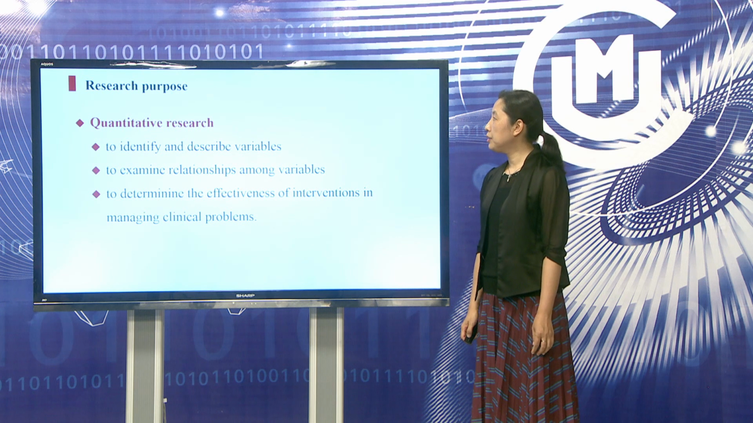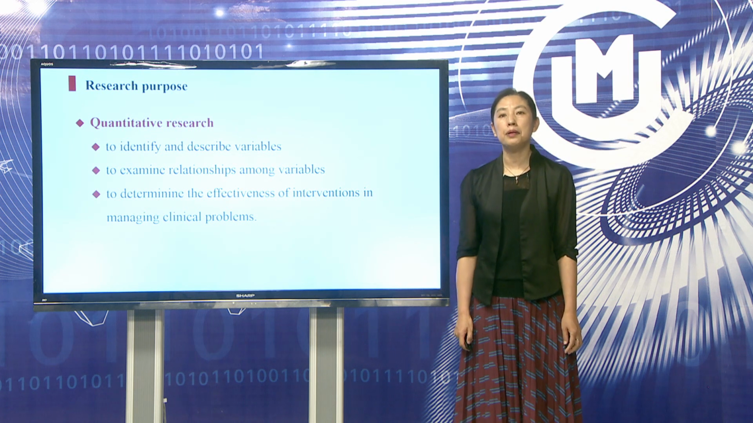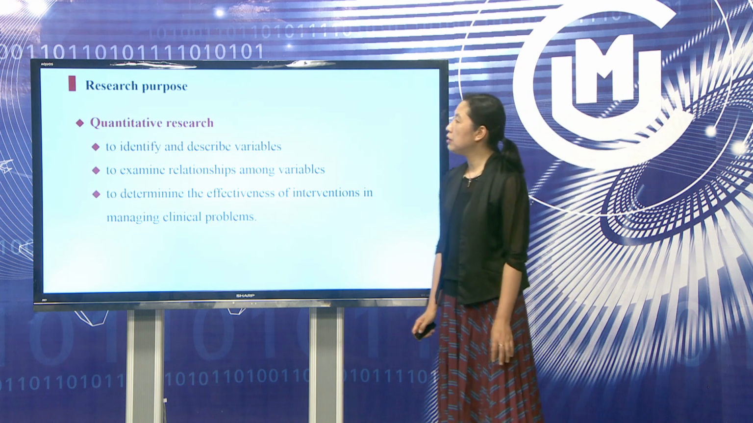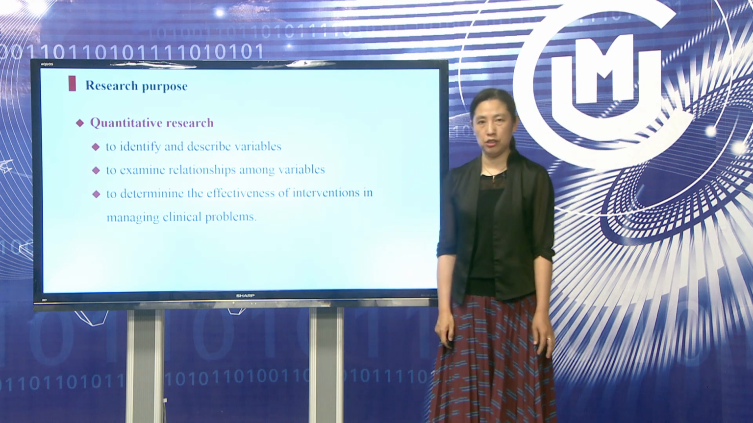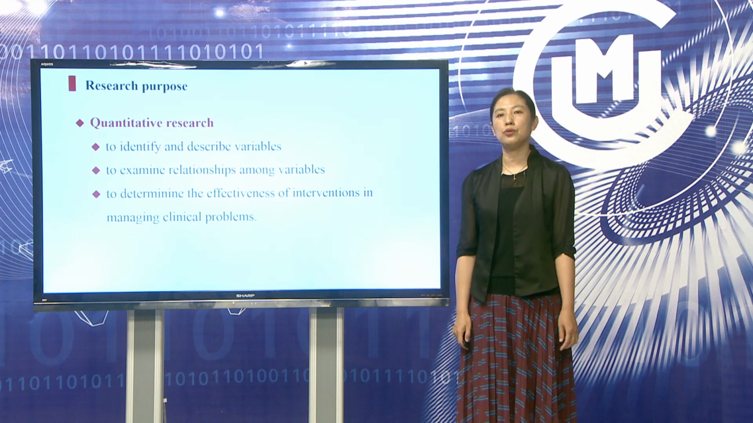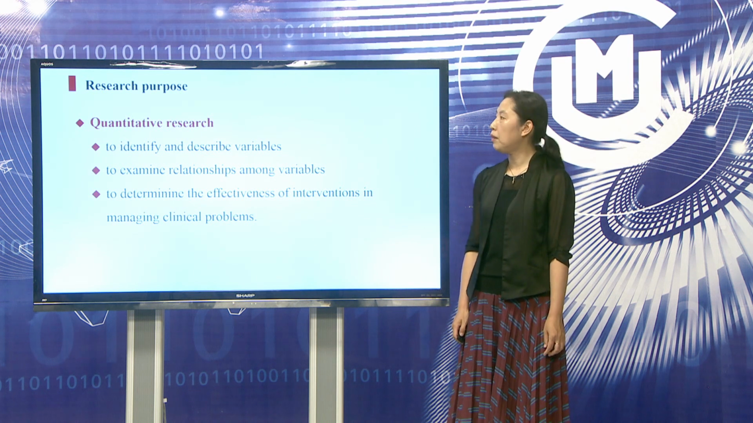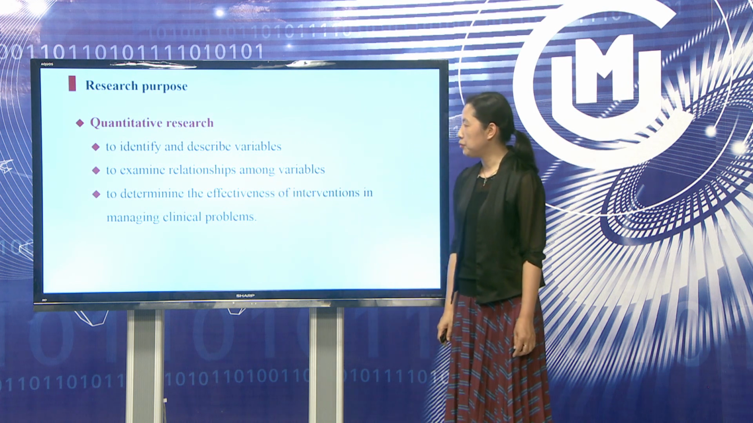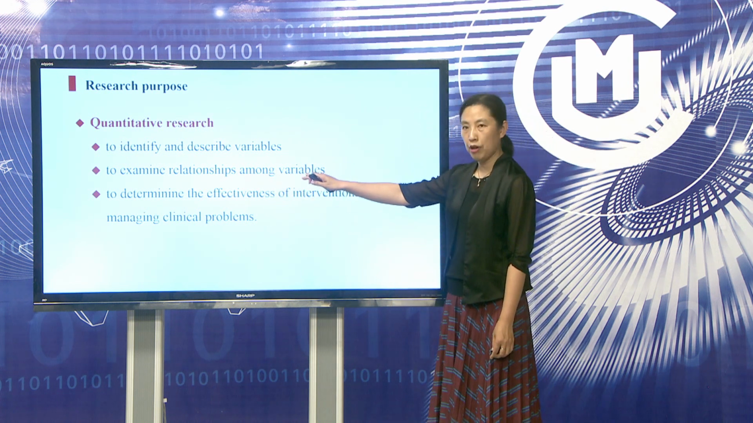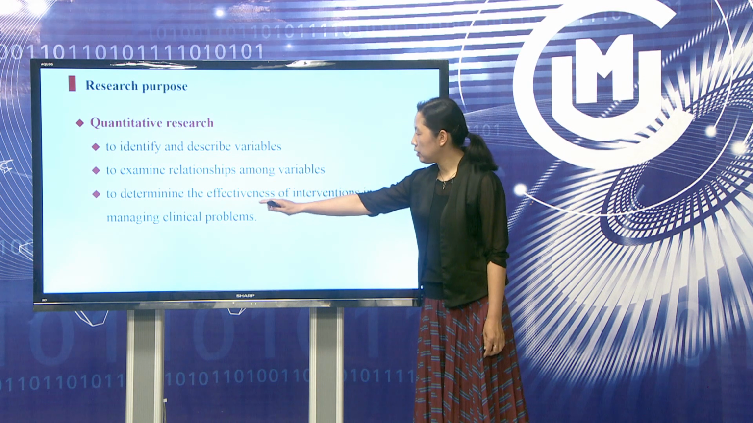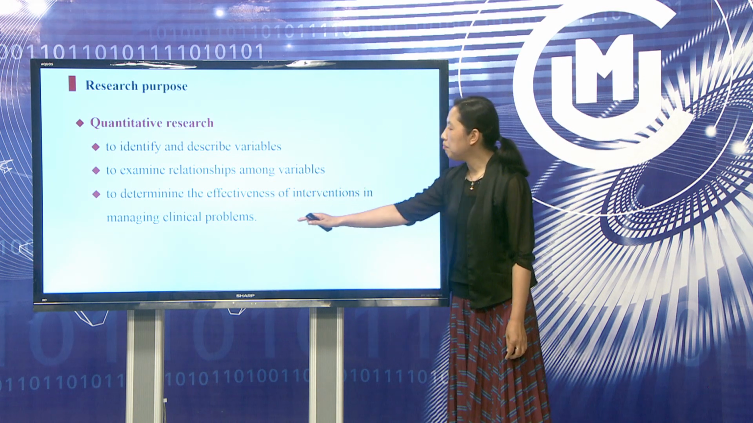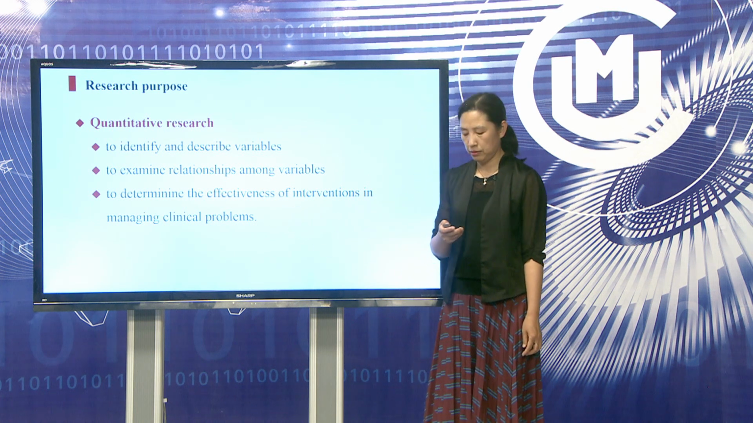I would like to give you some examples of how to write the purpose for different types of research. The first one is for quantitative research. You may write down: to identify and describe certain variables. You may write: to examine relationships among variables. And you may write: to determine the effectiveness of an intervention in managing clinical problems.